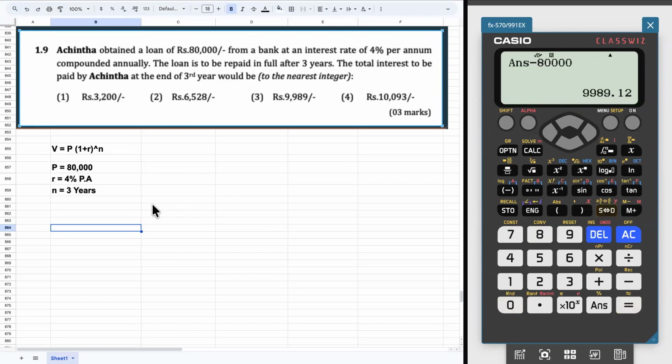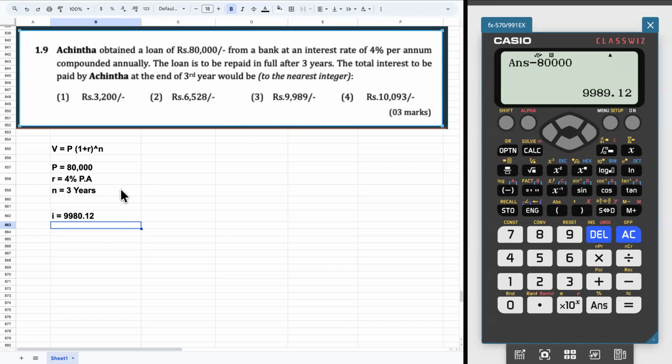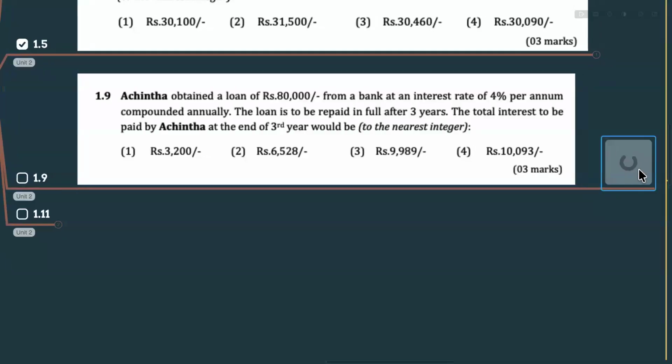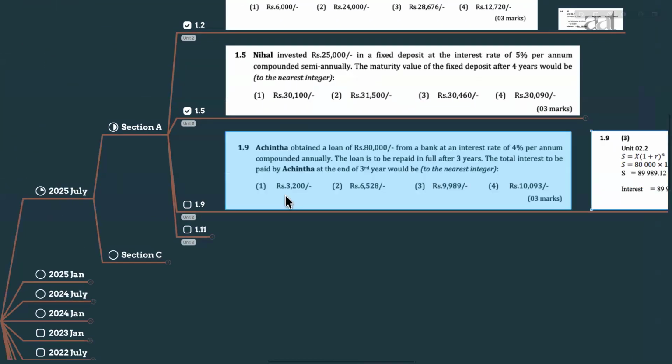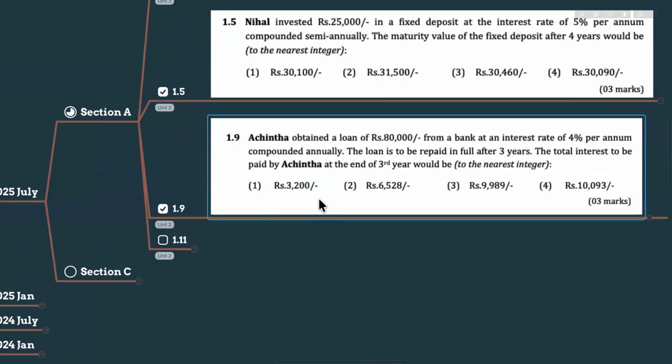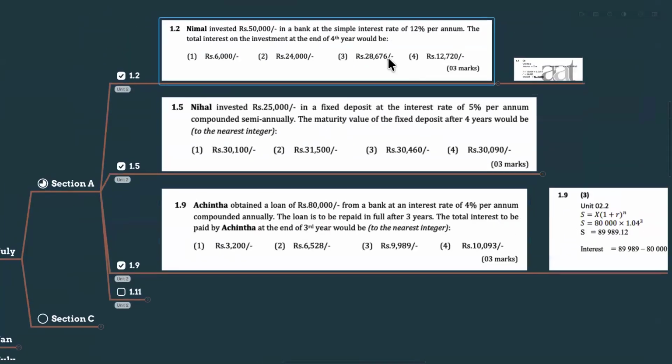So this is the interest amount, right? So the interest amount is 9,989.12, as per calculation. So it is the third option. How simple the questions are. Here, the question answer is the third option. This is compounding interest, for the last paper.